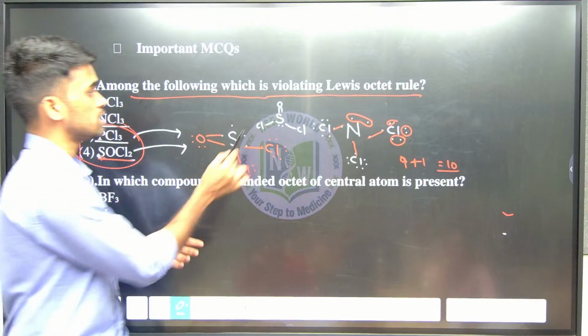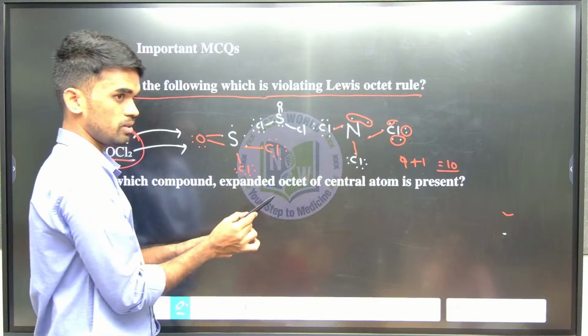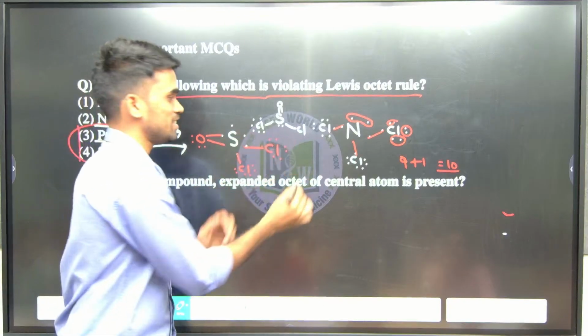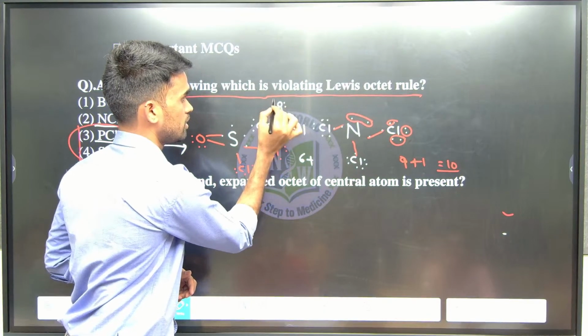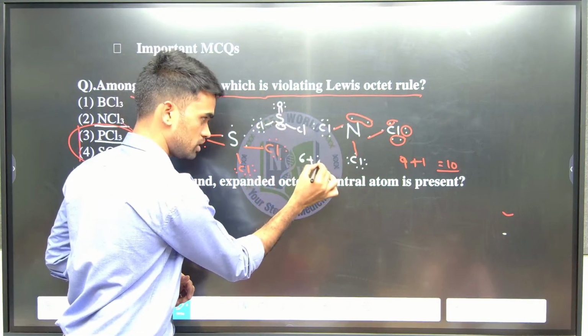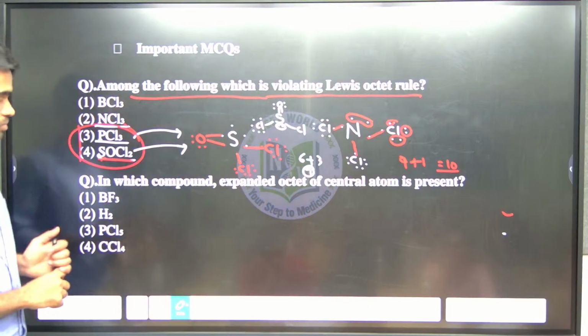how can you do this? 3 plus 3 is 6, 7, 8, 9. So 9. So this is your answer. Is that clear? Okay.